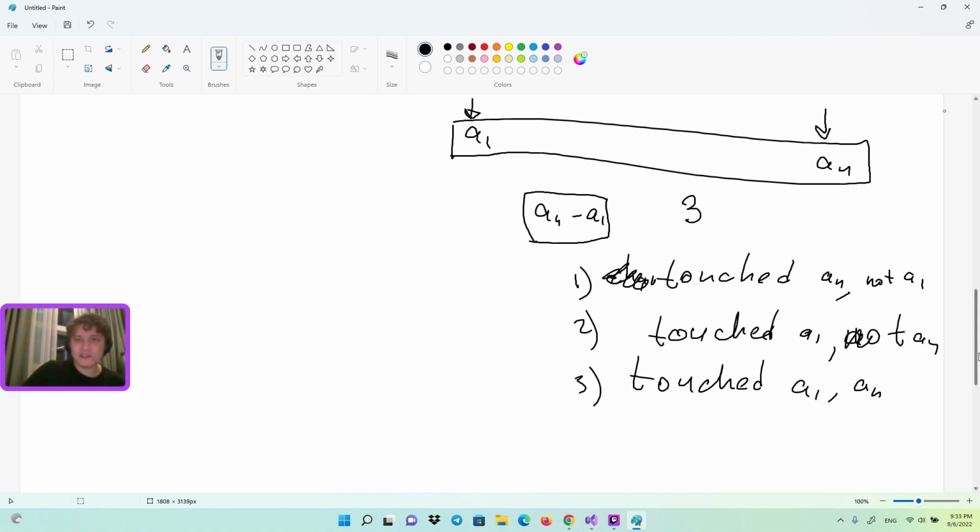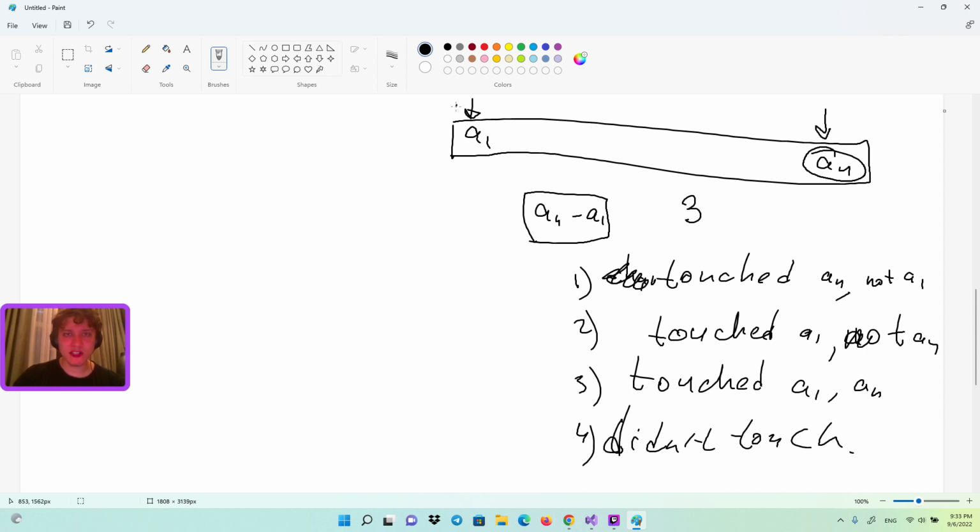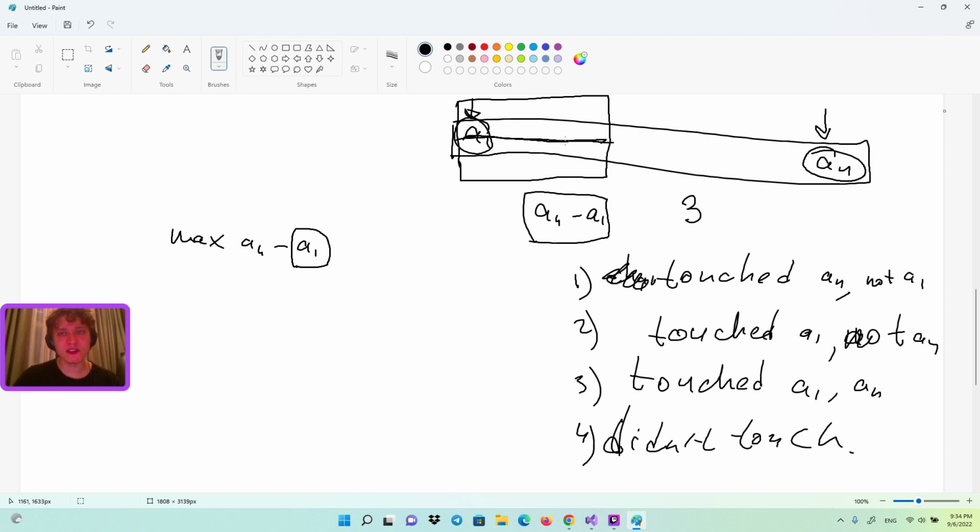So how are these cases solved? They are solved in different ways. And the fourth case is you did not touch anything. Okay. So in the first case, you don't touch an, but you take some segment with a1 and you rotate it. So actually you can put any number here from this segment. And if we want to maximize an minus a1, we want to take a1 as little as possible. So we just take the minimum in this segment. And actually we can take the whole array except an and take the minimum from this array. So in the first case, the answer is an minus the minimum from a1 to an minus 1.